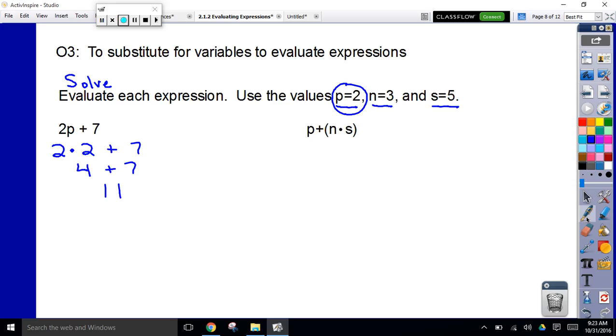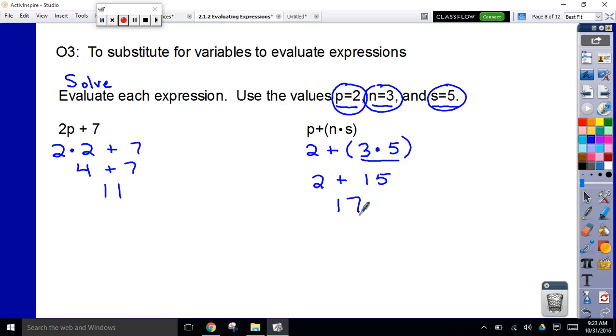Okay, so I'm going to take each number from up top and I'm going to put it into this expression. P equals 2, so I have 2 plus parenthesis, n equals 3. So in place of n, I'm going to put a 3. S is 5, so in place of s, I'm going to put a 5. Now I'm going to do order of operations. I'm going to do what's in the parentheses first. So I have 2 plus 3 times 5 is 15, and 2 plus 15 is 17. Okay, any questions?